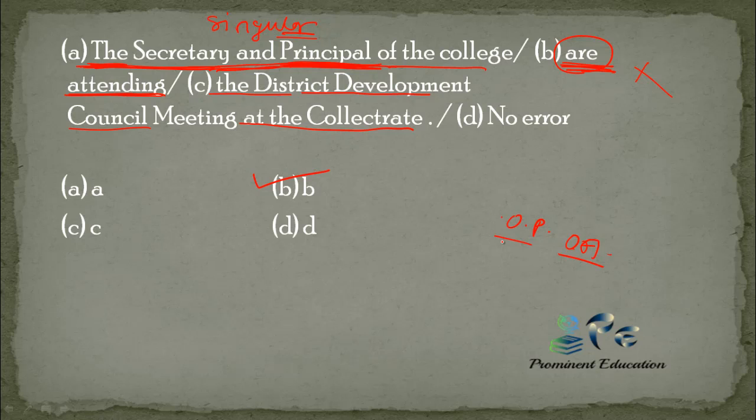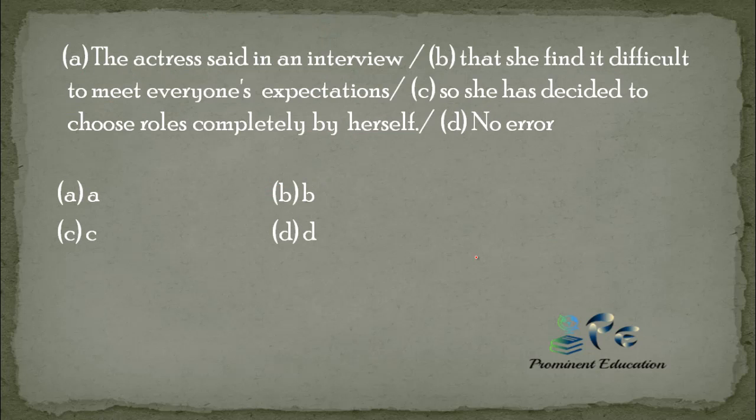Always remember one person, one article, and the number of articles denote the number of persons. Now moving on to our next question. The actress said in an interview that she find it difficult to meet everyone's expectations, so she has decided to choose roles completely by herself.